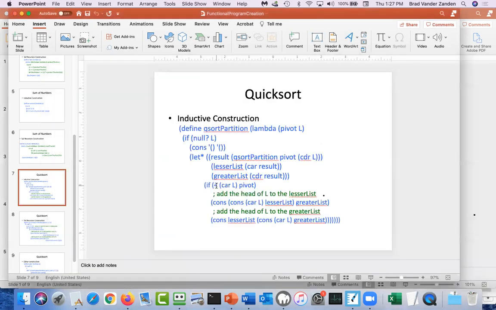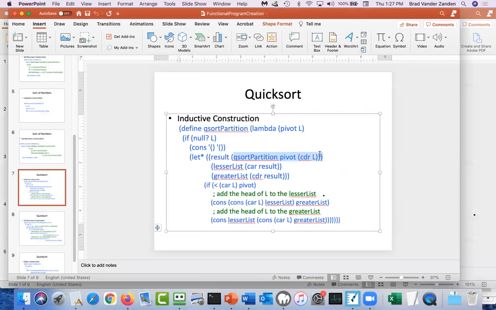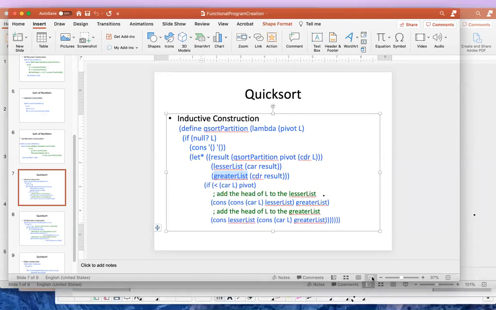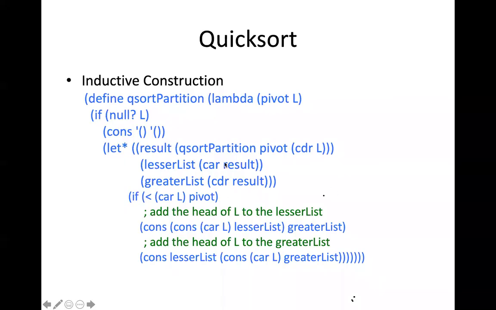So that's what's going on here, is that we first, with this one right here, partition the remainder of the list. That gives us two lists. And notice we did a cons, so we can get the lesser list by carring the result and the greater list by cdring the result. So the greater list is the cdr.